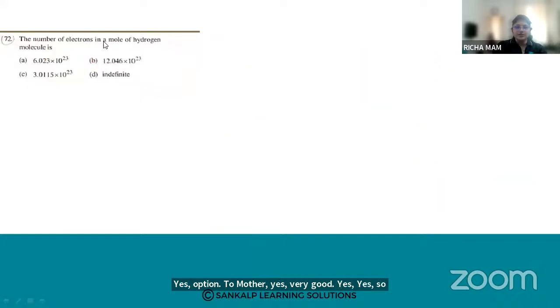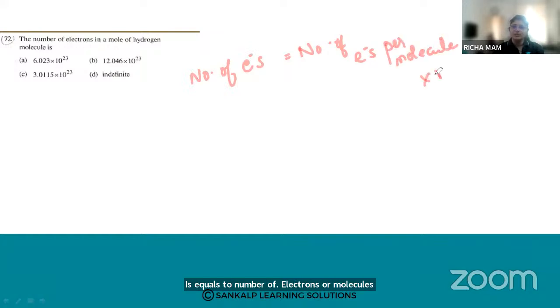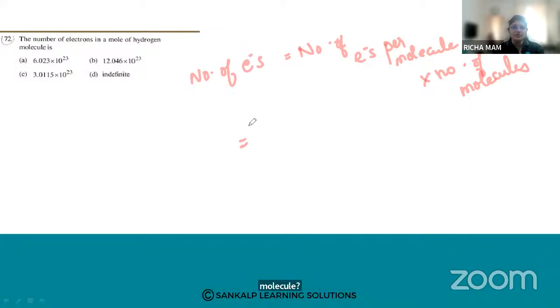Next question. The number of electrons in a mole of hydrogen molecule is. So we know that the number of electrons is equal to the number of electrons per molecule into the number of molecules. So remember this. So what is the number of electrons per molecule?